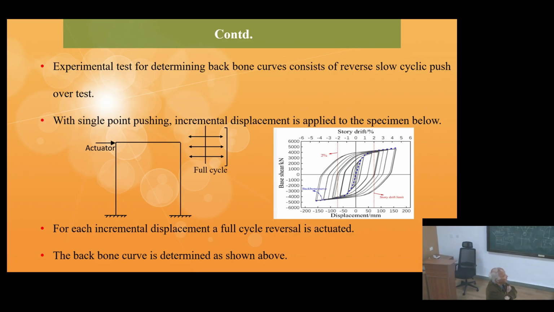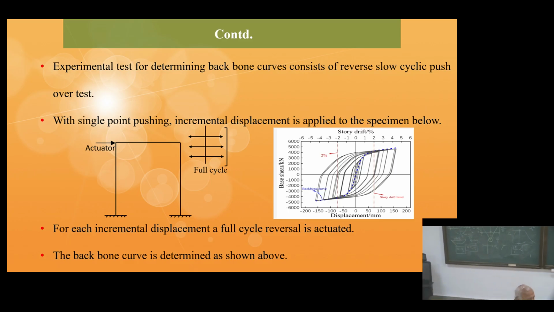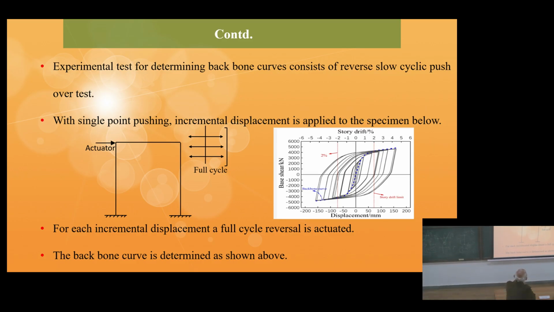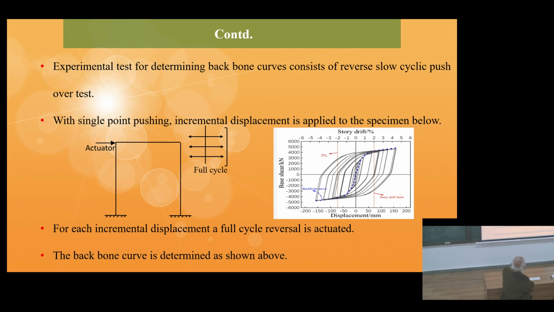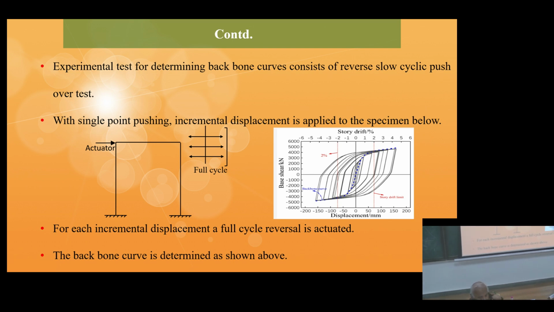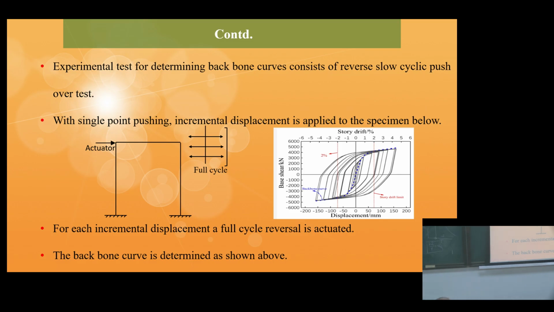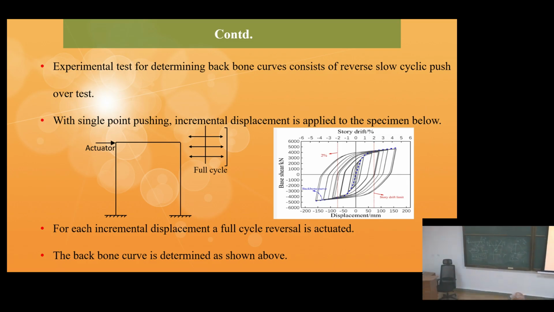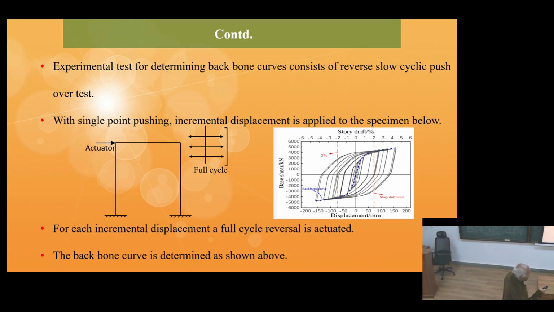Now let's say that we want to obtain a pushover curve, or sorry, a backbone curve, say for the beam here. I want to obtain a backbone curve. That's my intention. So I make a frame. I provide an actuator. Do a displacement pushover analysis, right? And give displacements in increments. And we make a full cycle.